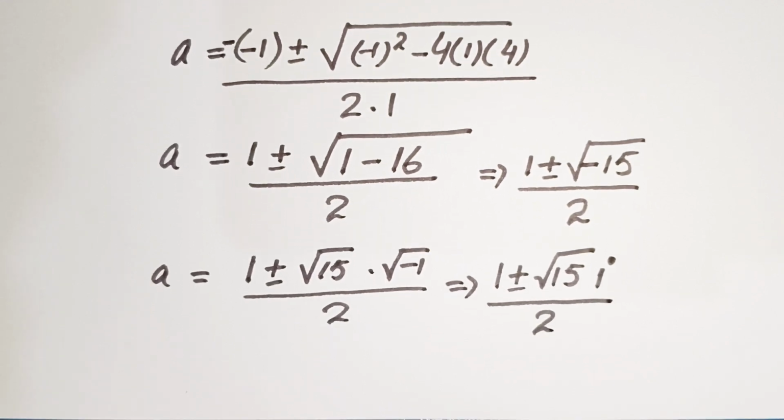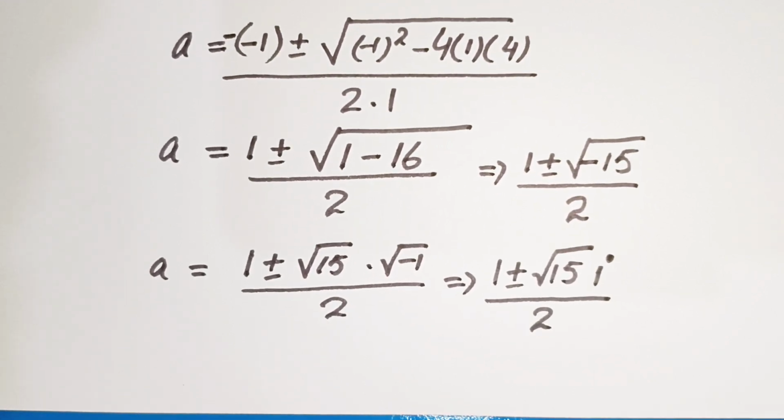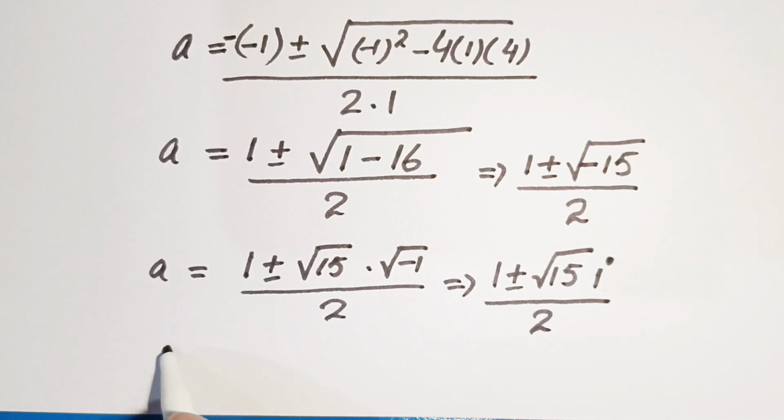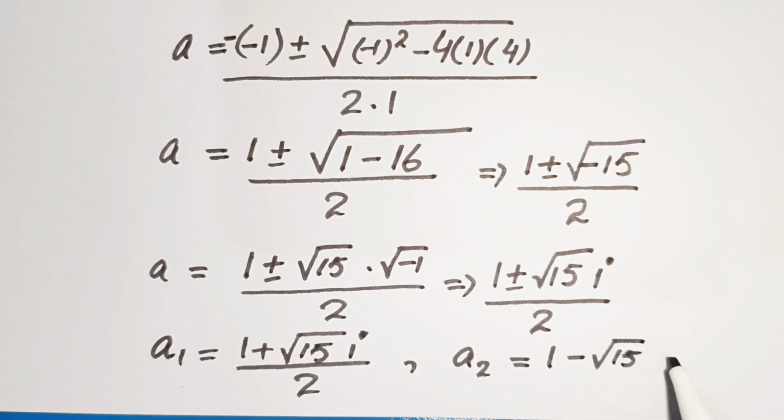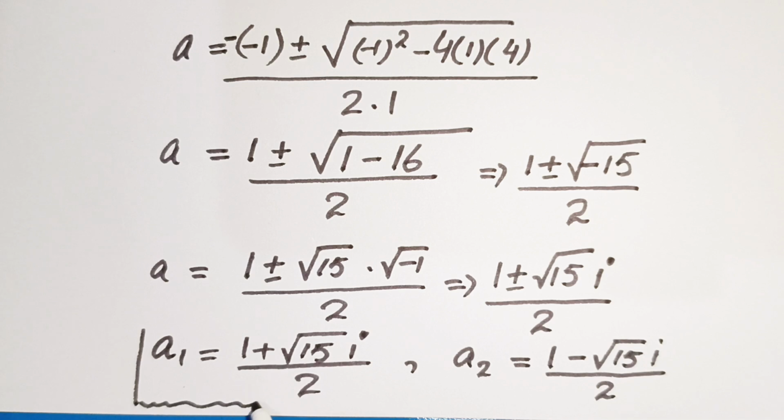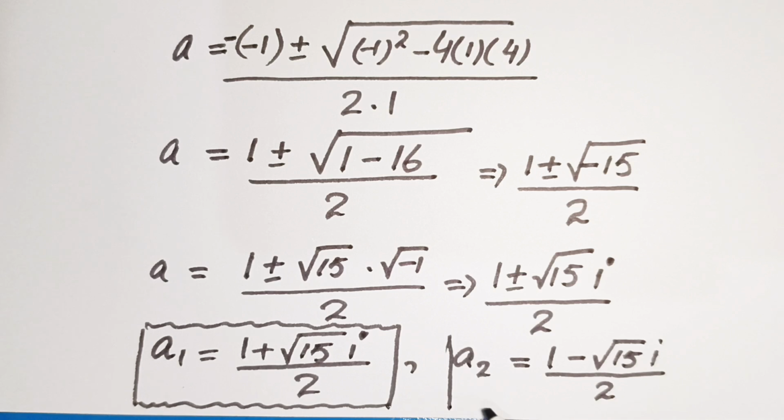Now we have two possible cases here for the value of a. We have a1 is equal to 1 plus square root of 15 i all over 2, and another value is a2, which is 1 minus square root of 15 i all over 2. So these are two possible values for a. Now we have to find the value of b by putting these values one by one respectively.